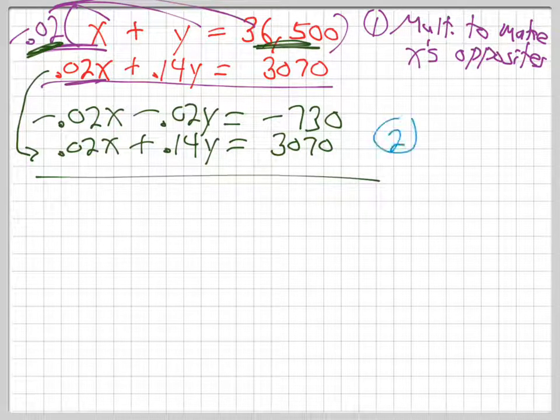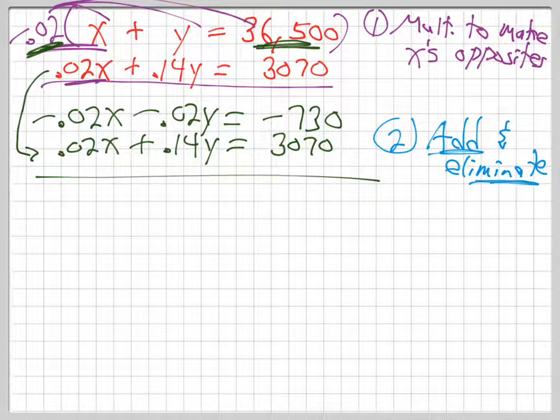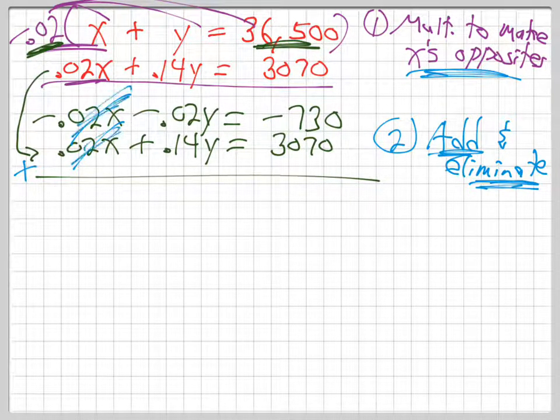Step 2, add and eliminate. So it's called the addition method. It's also called the elimination method. When you add them up, these guys eliminate because we made them opposites back on step 1, because we can't solve both letters at the same time. We need one of them to drop out. Bye-bye x, negative 0.02x and positive 0.02x is 0. It's gone. Now the y is 0.14y minus 0.02y is 0.12y.